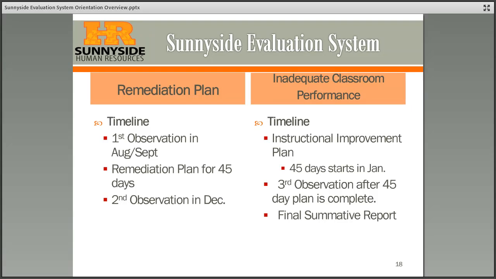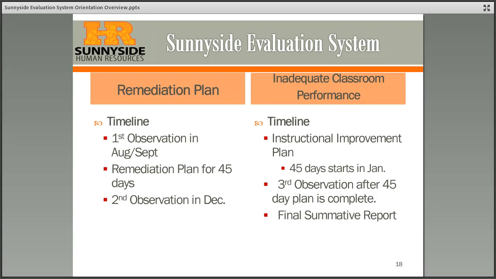The second formal observation will occur in December for somebody who is placed on a remediation plan. If the teacher is still identified as ineffective, the next step is to place the teacher on an instructional plan of action. This is called the preliminary notice of inadequate classroom performance. Your first observation can happen in August or September or in January. The remediation plan can last again for 45 days, and a third observation can happen as well.